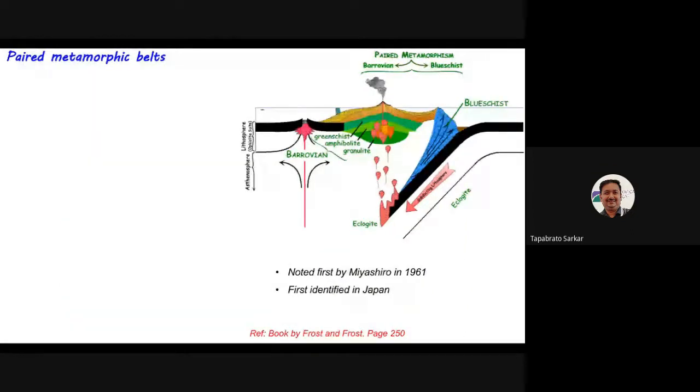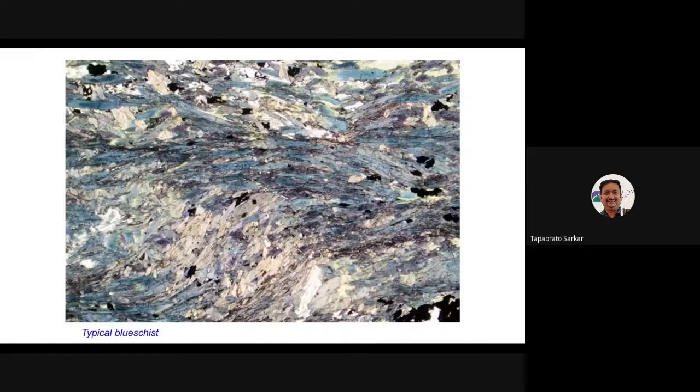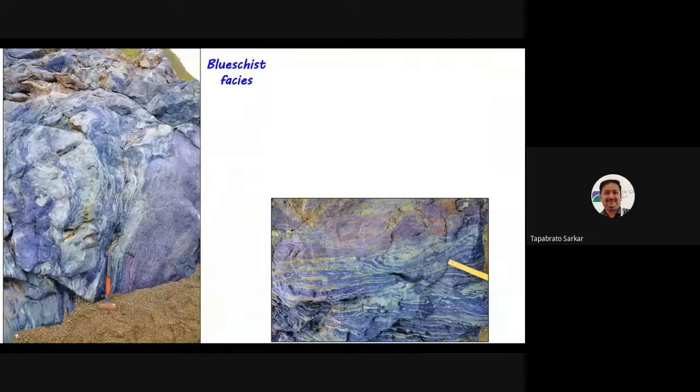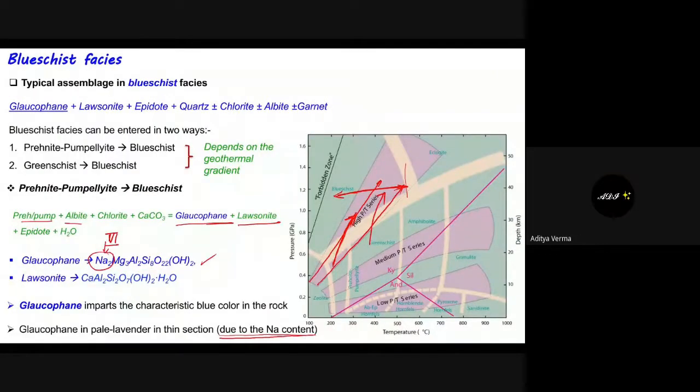Okay, any question? Any question with blue schist? Sir, if there is a metamorphic transformation from a green schist to blue schist, then why is it not from amphibolite to blue schist? For that, you have to check the diagram. From here, amphibolite, how can you go to blue schist?